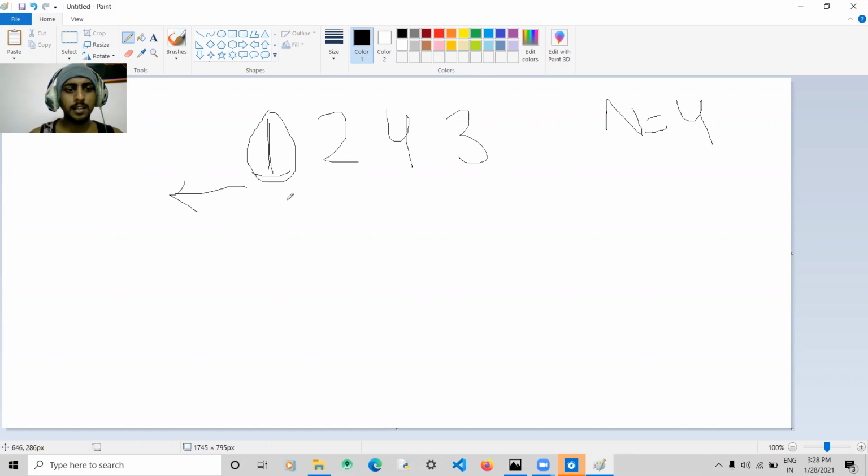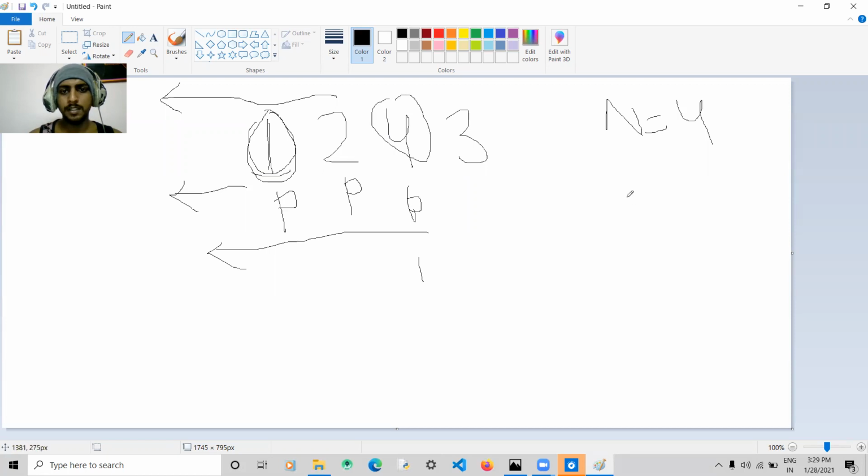So 1 has nothing on the left, it gets promoted. 2 has 1 on the left, but it is bigger than whatever is on the left, so it gets promoted. 4 is greater than everything on the left, so it gets promoted. But 3 is not greater than everything on the left, because 4 is greater than 3, and hence 3 is not promoted. So you basically want to know the expected number. Let me get on that.